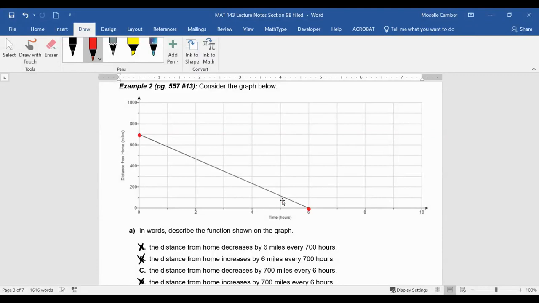So from the beginning, we have to get all the way back down to the x-axis. So we have to go this whole entire length, which is 700. And then we have to go this entire length down here, which is 6 hours. So it decreases 700 every 6 hours.